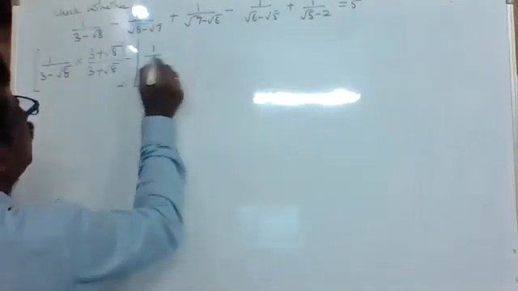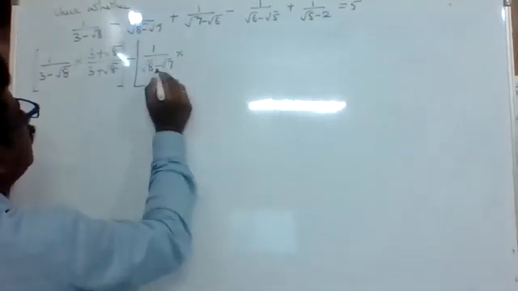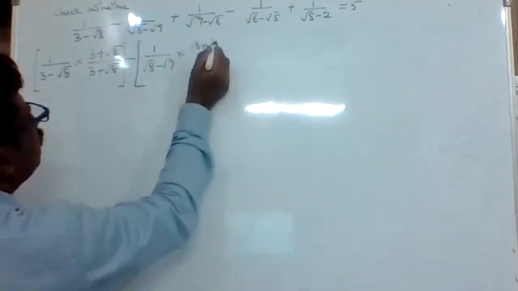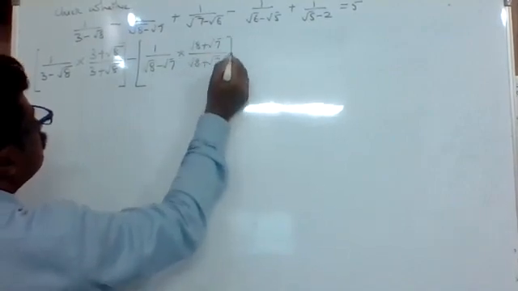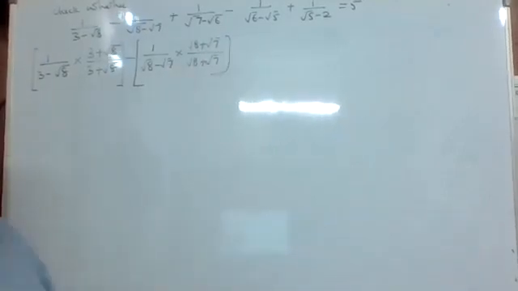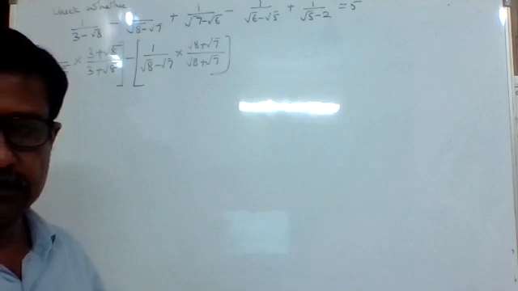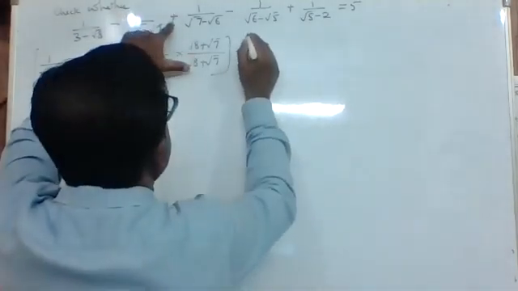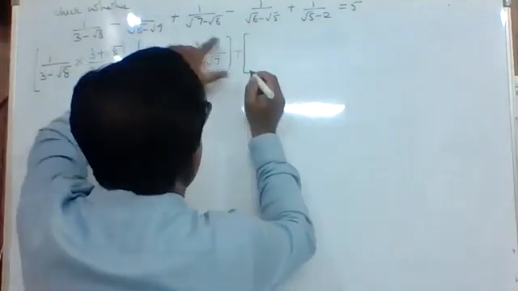If it is plus, then the next you write plus. Next one, it was 1 upon root 8 minus root 7. The rationalizing factor of root 8 minus root 7 is root 8 plus root 7. Okay, the denominator and numerator both have to be multiplied with root 8 plus root 7. Next, here the sign is plus. As I said, the sign is very important. The sign is plus. Don't change the sign.